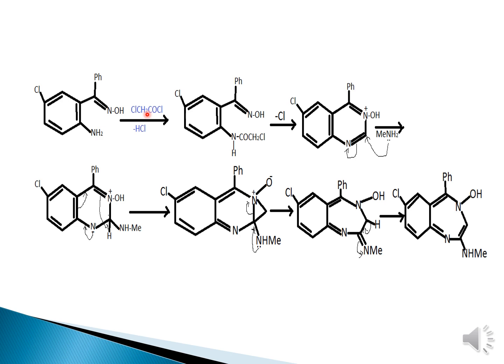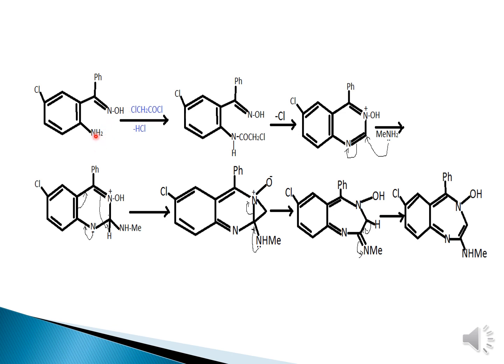Here, if you see, you are taking the aminochloroacid and then oximes, and then upon treating it with the chloroacetyl chloride, what happens here is, one of the H and then Cl gets cleaved out. H from the NH2 and Cl from the chloroacetyl chloride will cleave out.